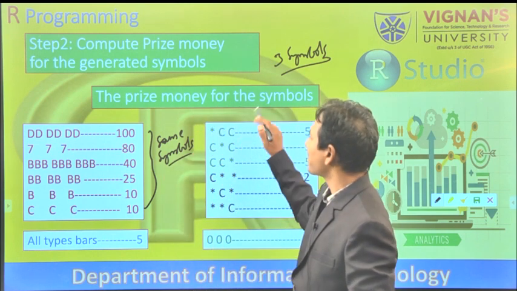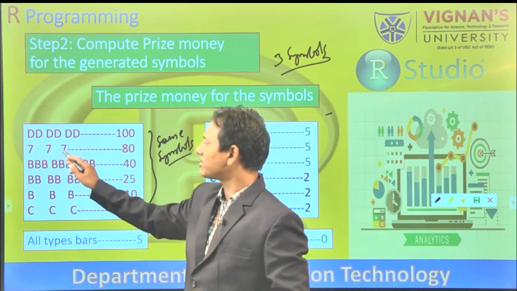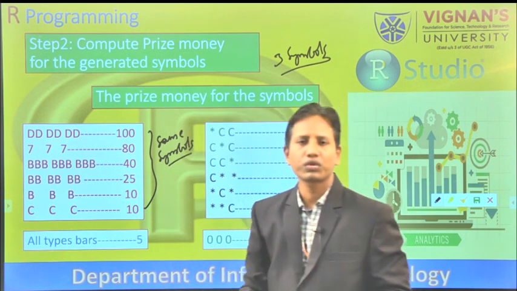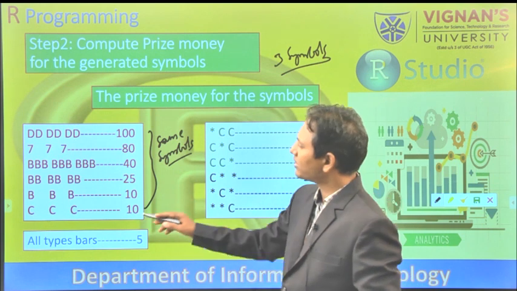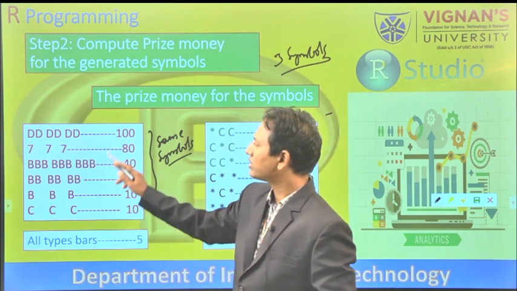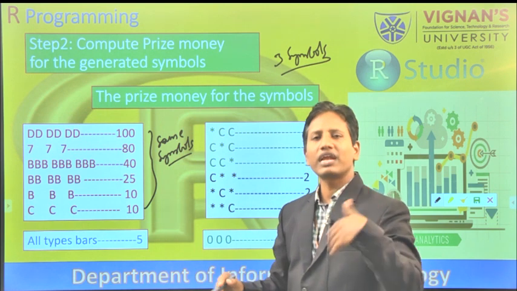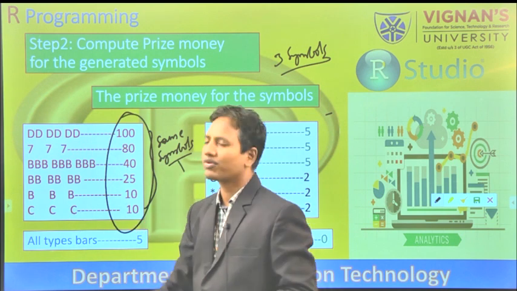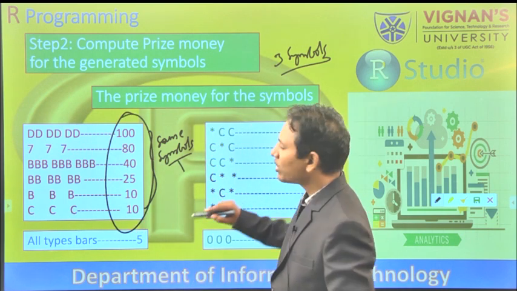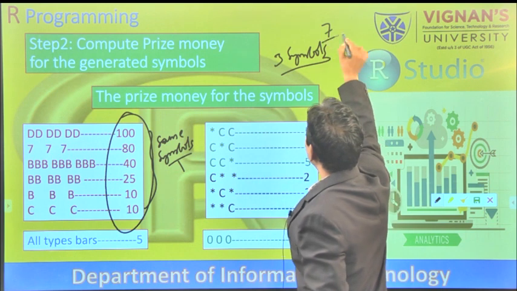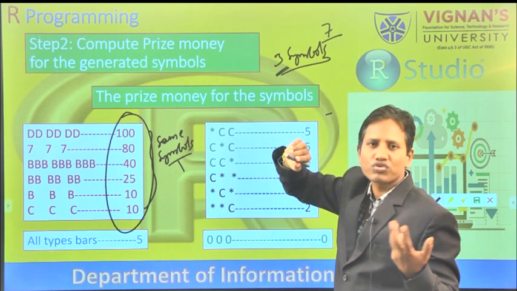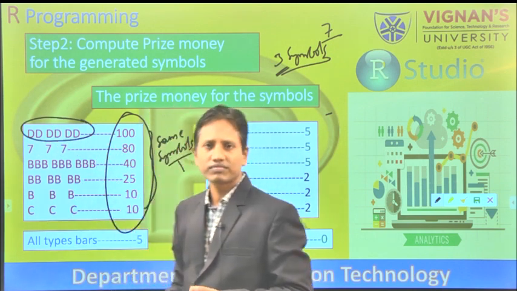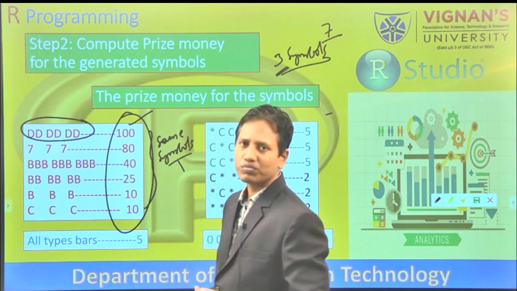That is either D or 7 or any bar or C. If these 5 values occur repeatedly in 3 places, then this is the prize money we have to give. In the sense, out of 7, if 3 symbols are selected, and if those 3 symbols are 3 Ds, then we have to give 100 rupees.